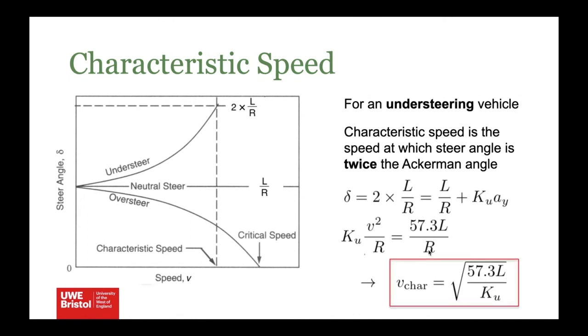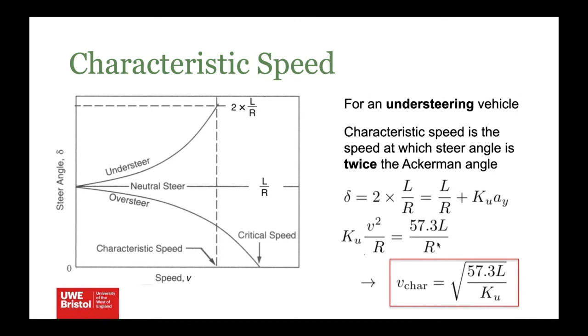Yes, Thales, have you got a question? Yeah, where did the 2 go on the equation? Which 2? This one here. Okay. Well, basically, for this to be true, KU times AY must equal L upon R. If this is 2L upon R, then we've got L upon R here plus L upon R. So KU AY must equal L upon R.